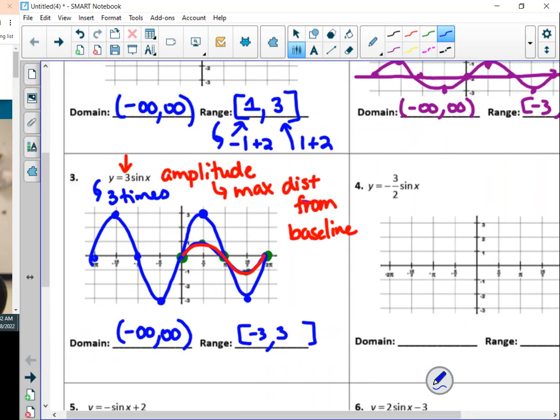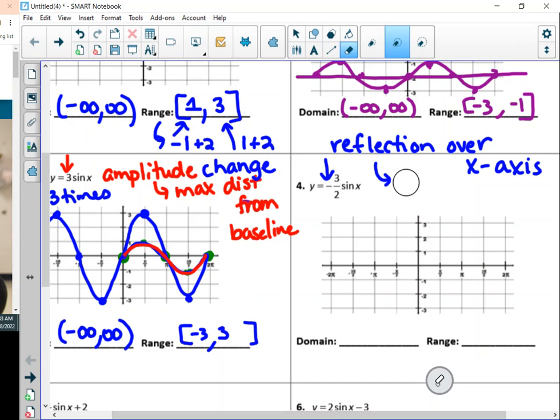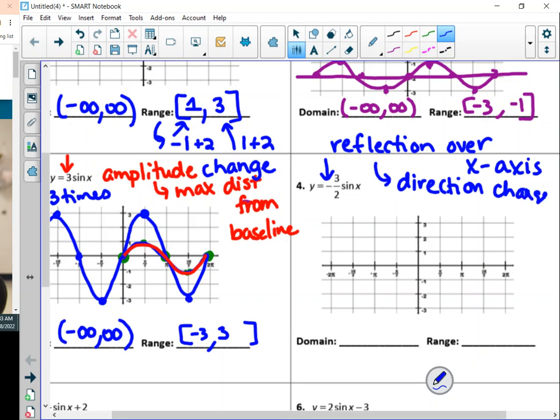All right. So the number out in front is an amplitude change or a vertical amplitude change or a vertical stretch. Problem number 4, hopefully you didn't miss that. That negative out in front is where we're going to take this and reflect it over the x-axis. A lot of times, at least at Westfield, we like to call that a direction change, because when the sine curve starts, it goes in a certain direction. When we go in the opposite direction, instead of going up, we go down first.